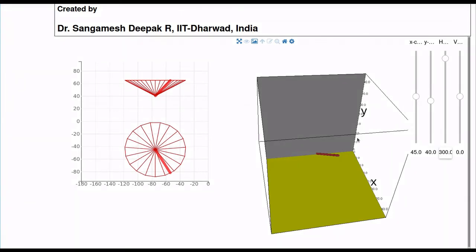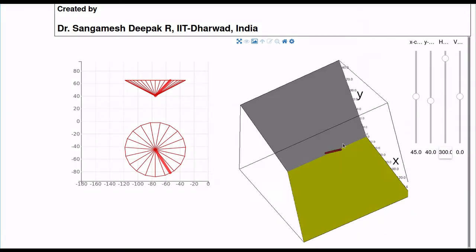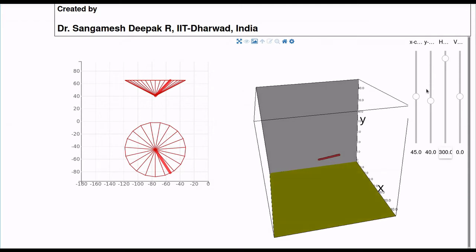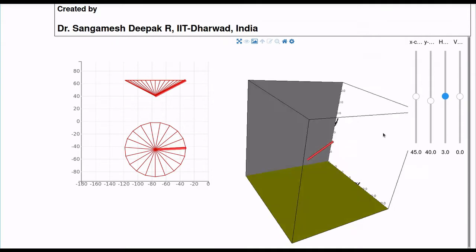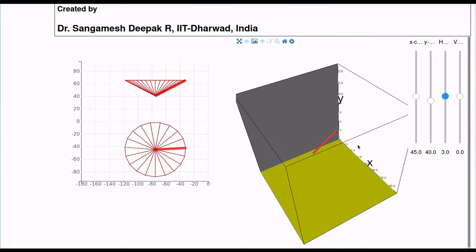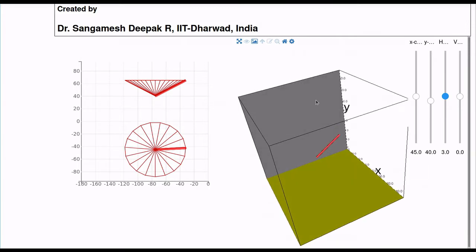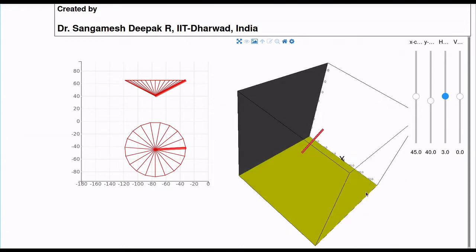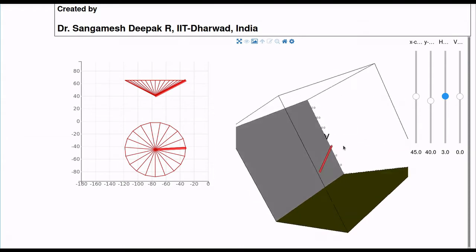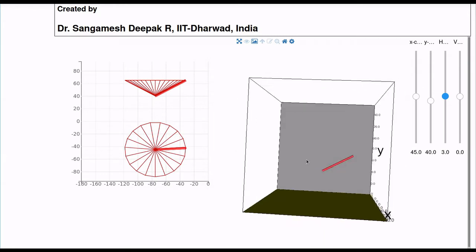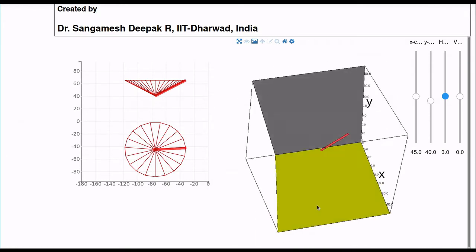See, I'm just showing a 3D view of a line. Okay, we can in fact even keep it parallel to VP. Okay, so this is the line which is parallel to VP. The gray colored surface that you are seeing here is actually VP, and the green colored surface that you are seeing below is actually HP. Okay, and of course it is making an inclination of 30 degree with HP.